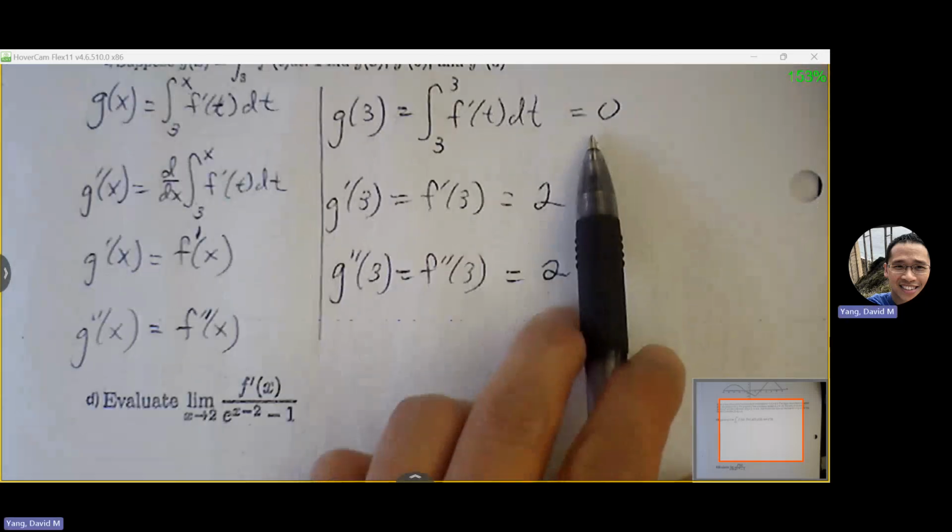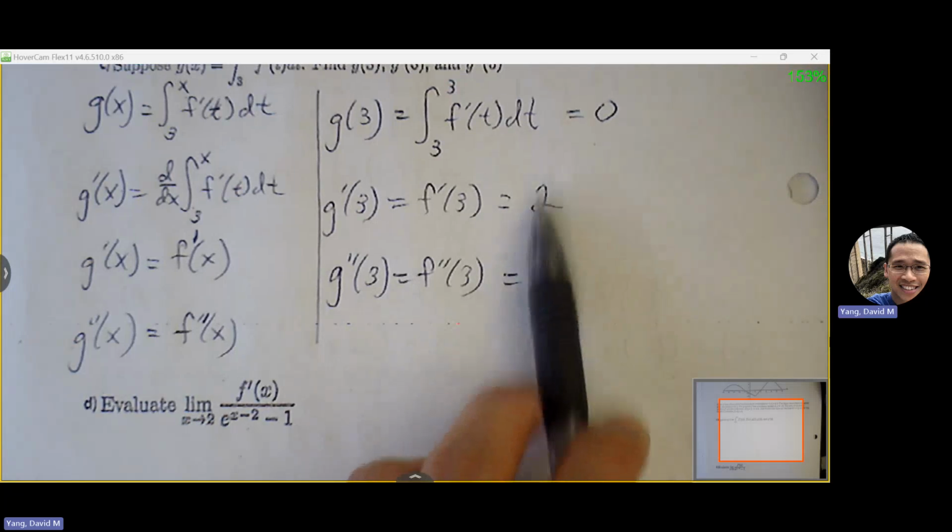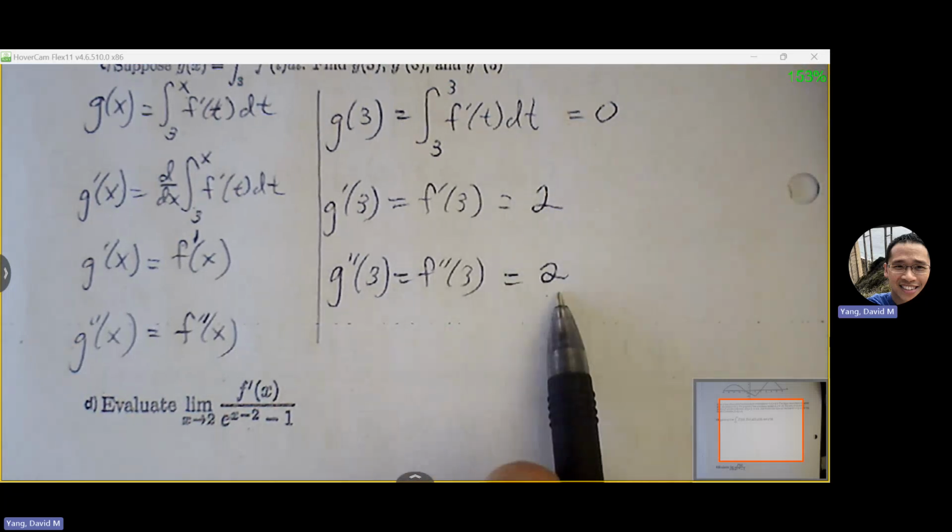So G of 3 is 0. G prime of 3, the area, ordered pair, slope.